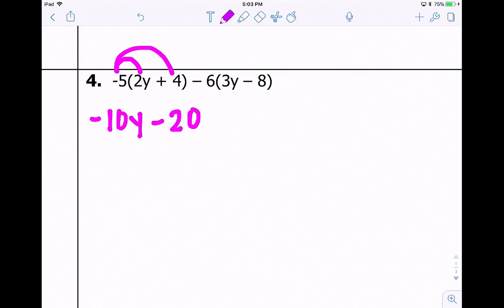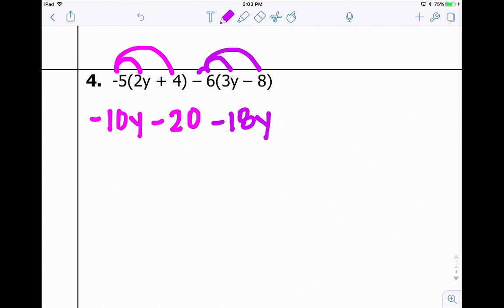So this is a little bit tricky. So we have a 6 here that we're distributing, but right in front of that 6 is a minus. So technically that is a -6 that we're distributing. So we're taking both of those pieces and distributing it. So we have -6 times 3y is going to be -18y.